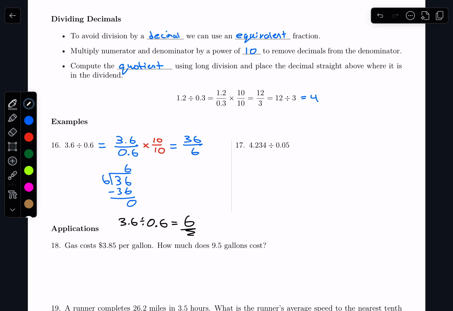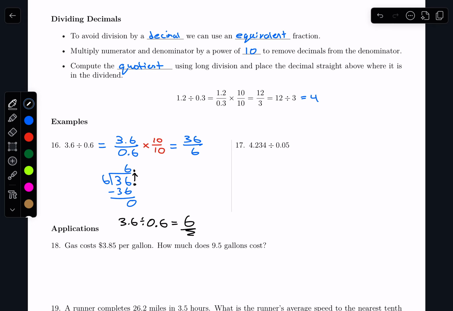All right, now, where did we put the decimal? Well, 36 had a decimal place technically right after the 6. So that decimal went straight up to be 6 point, and there could be a 0 there. But because we had no more place values, we don't write the decimal or the 0. So we just write 6. That's going to be different in number 17 right here. So let's see a harder one.